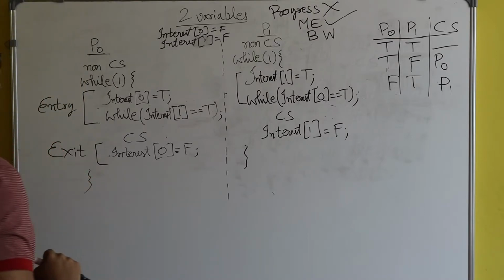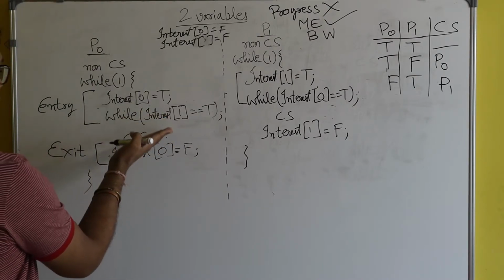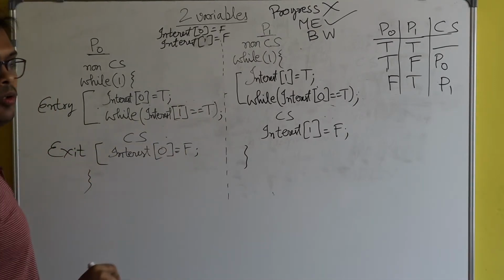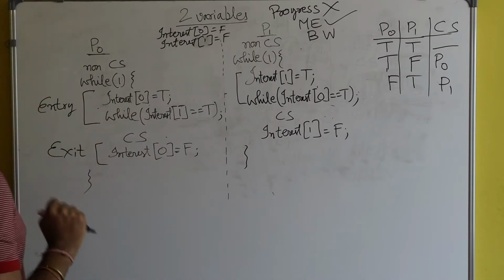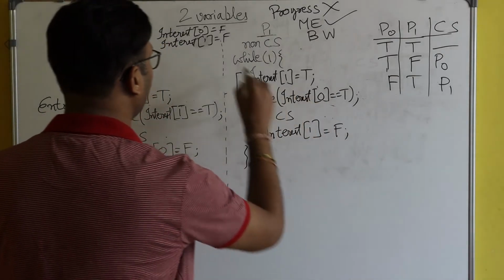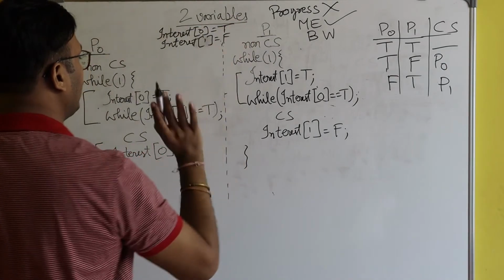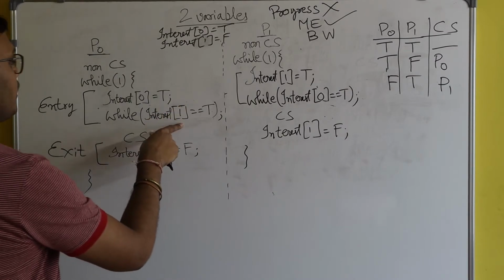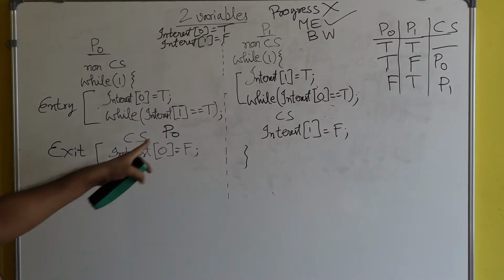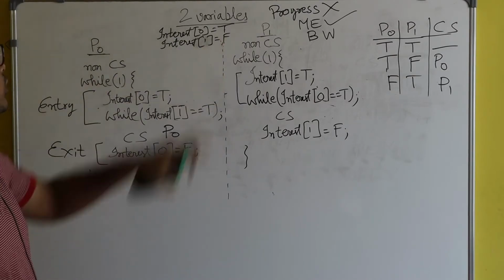Before entering inside the critical section, process P0 will execute this line: while interest of 1 equal to true. Suppose for the time being, process P1 is not interested and process P0 is interested. Since process P1 is not interested, process P0 can enter inside the critical section. Here I have written interest 1 is equal to false.